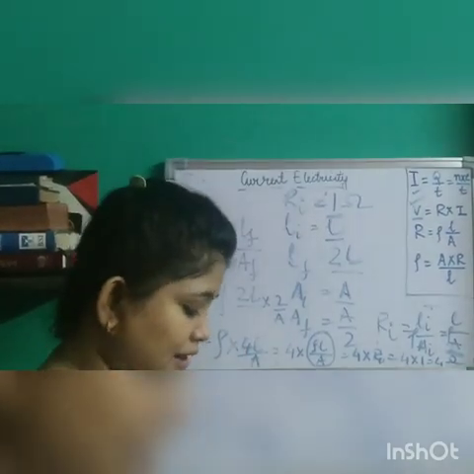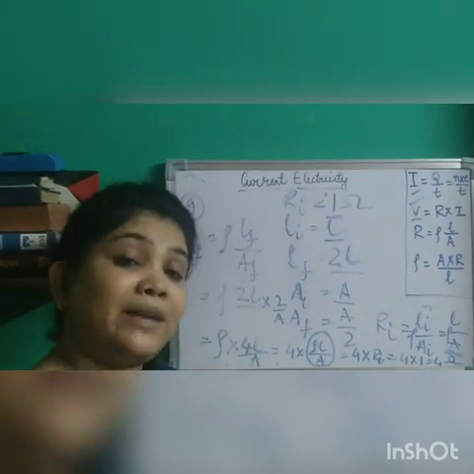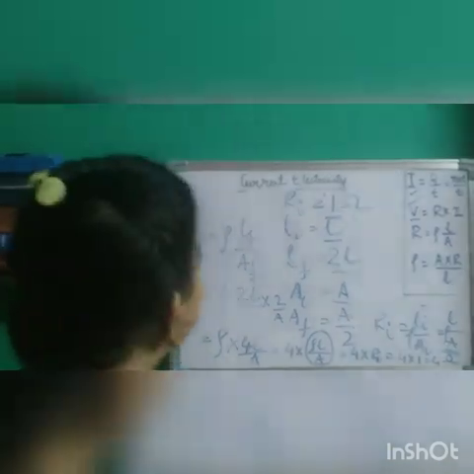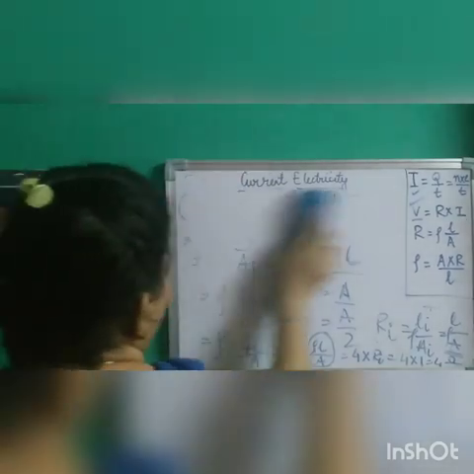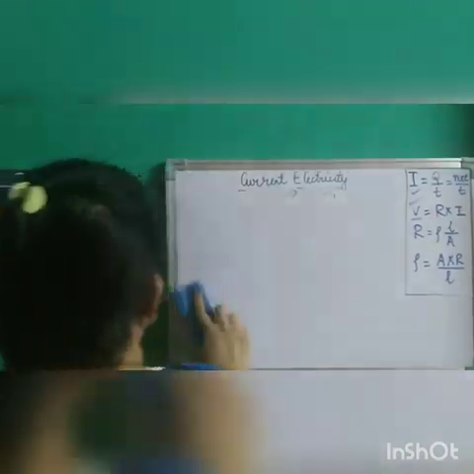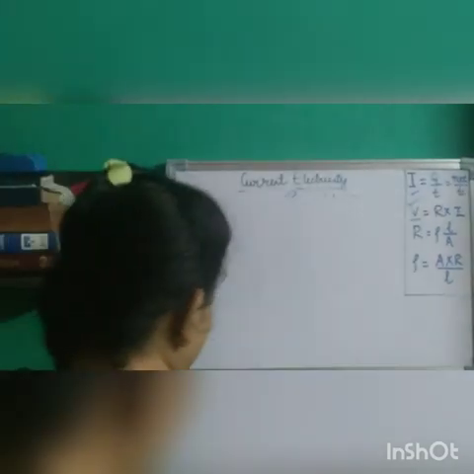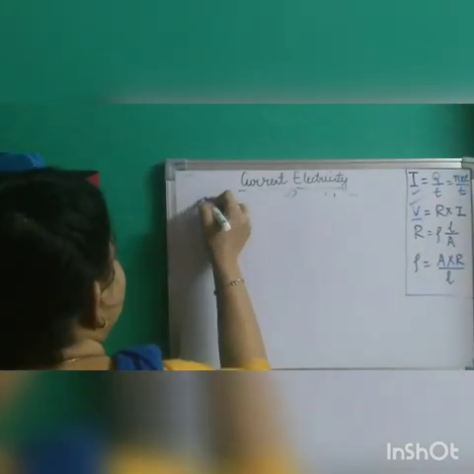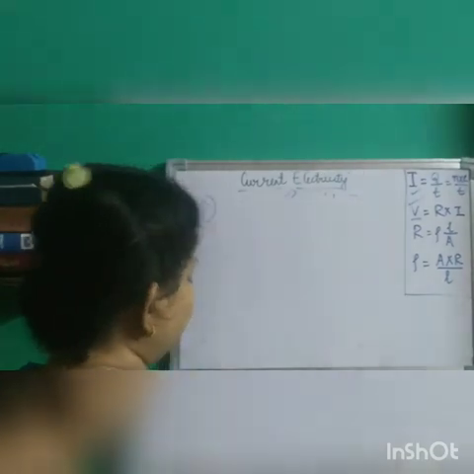The next few sums, students, are based on this type of sum. Now let us do sum number 10 quickly. Same type of sum. Only you have to understand what is given to you. Let's do it and see what is given. Sum number 10. What is given here?